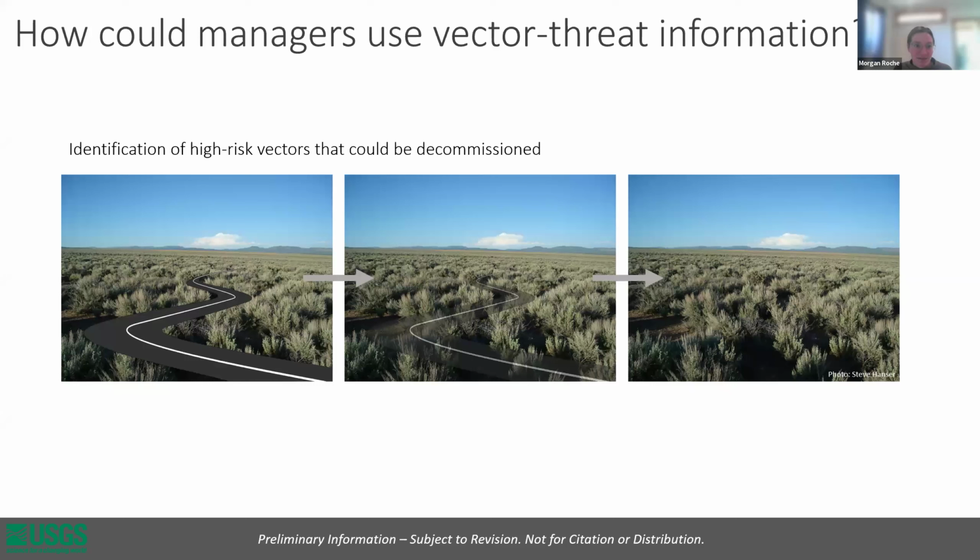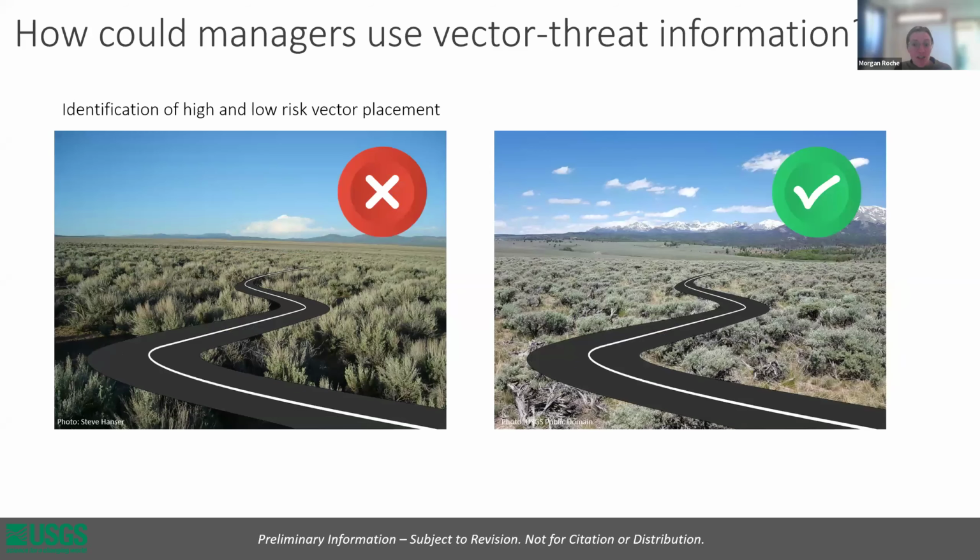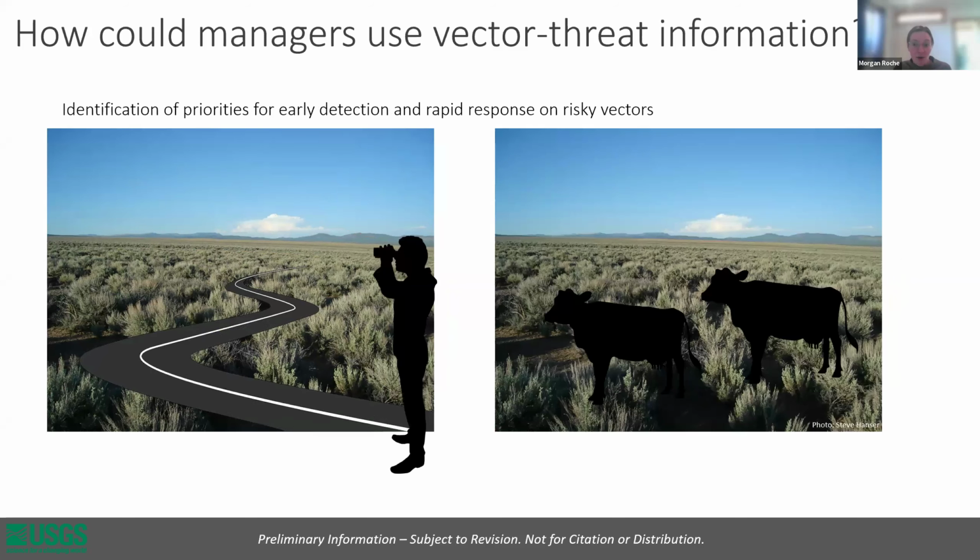So how can managers use this vector threat information? Our outputs could be used to inform a variety of land use planning or disturbance management processes in sagebrush ecosystems. For example, in risky conditions, our results could be used to selectively decommission risky vectors, or to inform preferential placement of vectors in less risky landscapes, or they could be used to prioritize early detection and rapid response and monitoring on more risky vectors relative to those that are less risky. This is particularly important where vectors pose a risk to high value and intact ecosystems such as sage-grouse habitat.